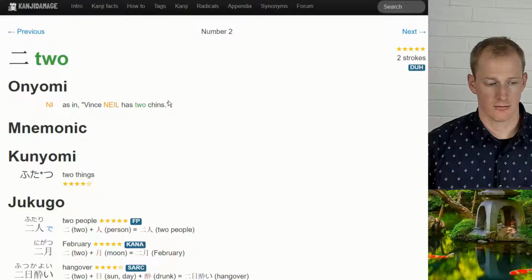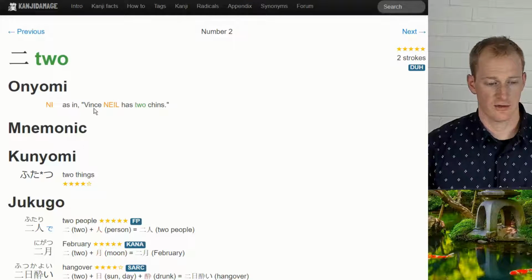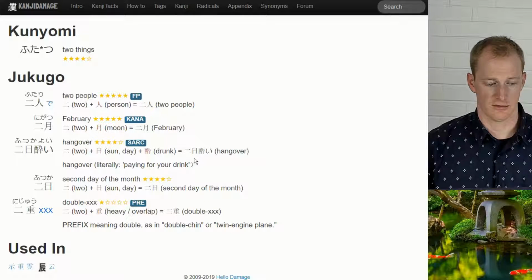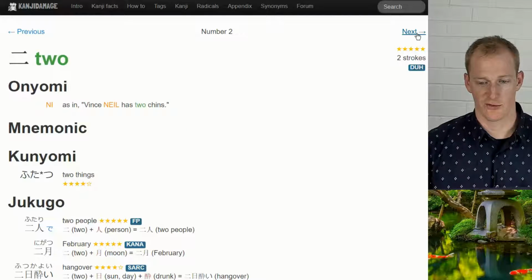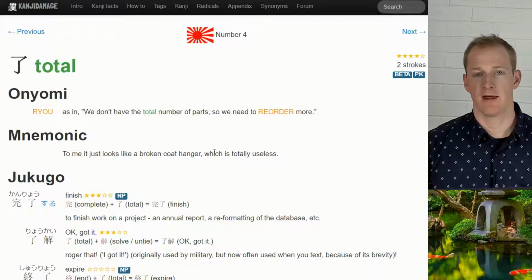Next, number 2. And we've got all the same stuff, no picture this time. Ni, as in Vince Neil, has 2 chins. Now I don't know who Vince Neil is, but I guess that could be part of your study. I don't think this is too hard, really, just remember Ni. These kanji were the least of my problems. Go up to 3. All right, and then we move away.